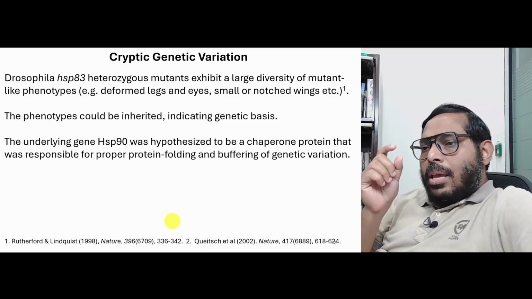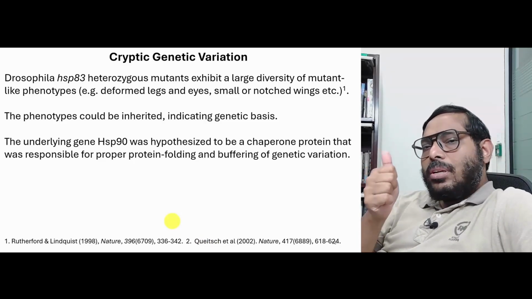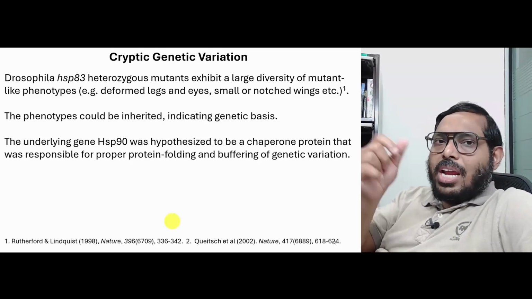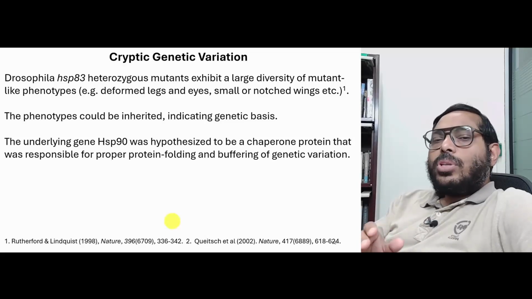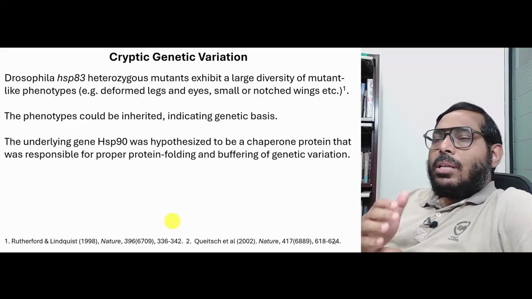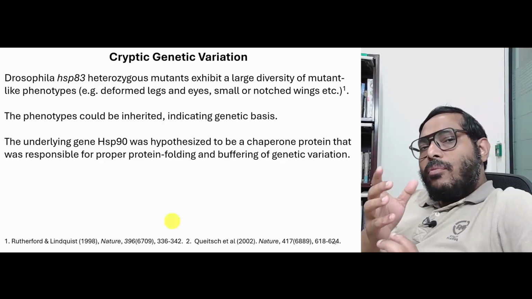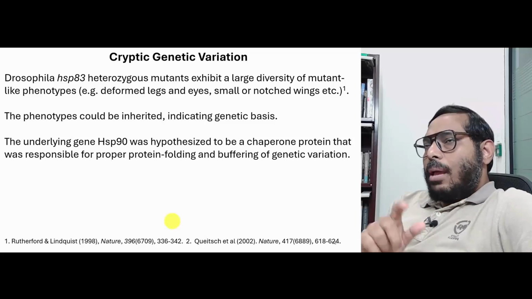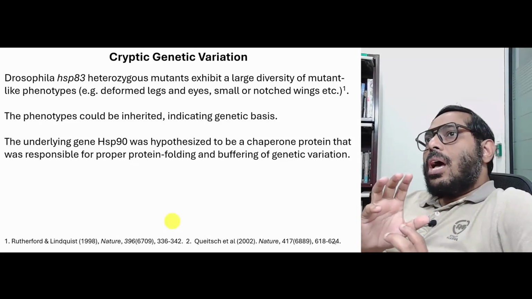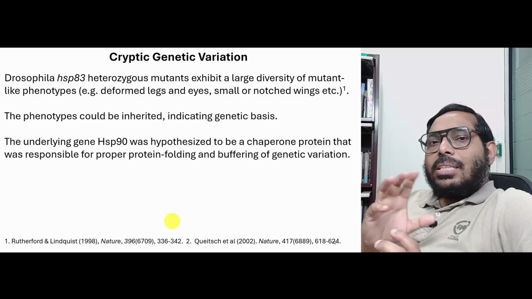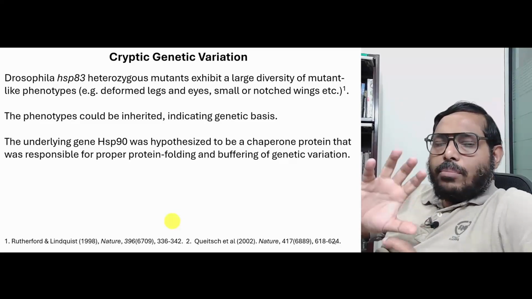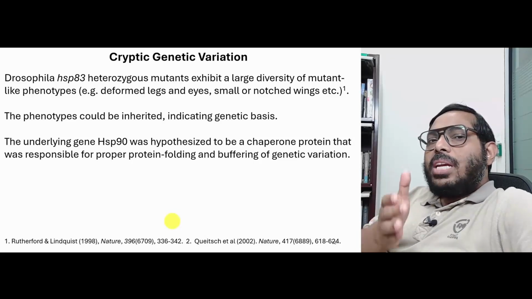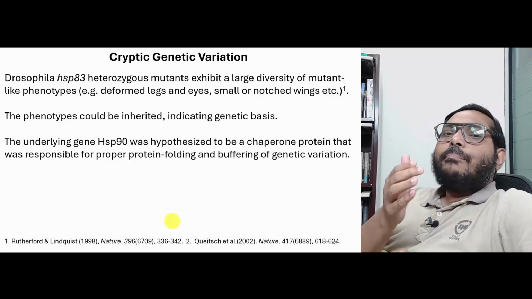Then they showed that this was related to the action of a gene. The mutation was in the gene HSP90, heat shock protein 90, which they hypothesized was a chaperone protein. In other words, these are proteins responsible for the proper folding of many proteins, and they hypothesized that these proteins take many genetic variants and force them to fold in a proper way, such that whatever variation is there is actually getting buffered.